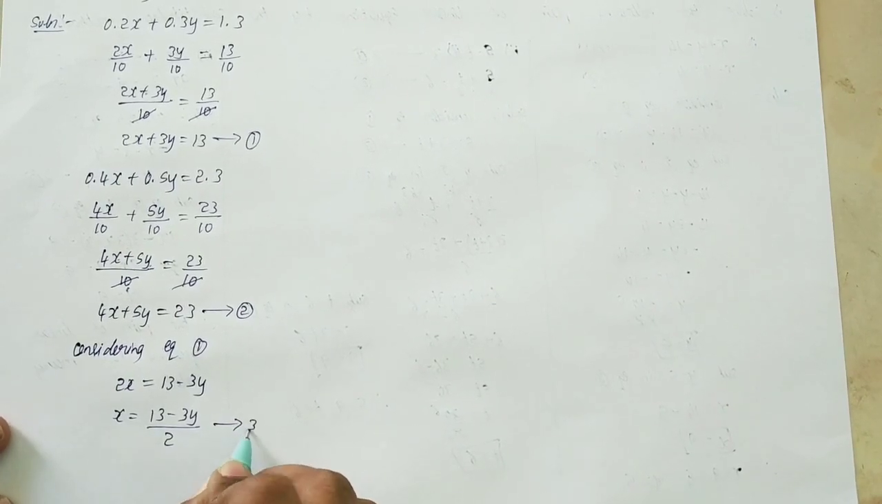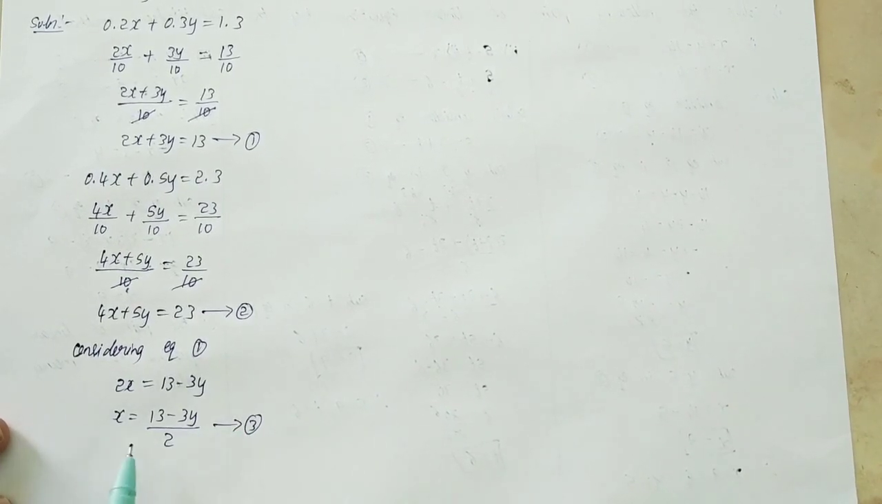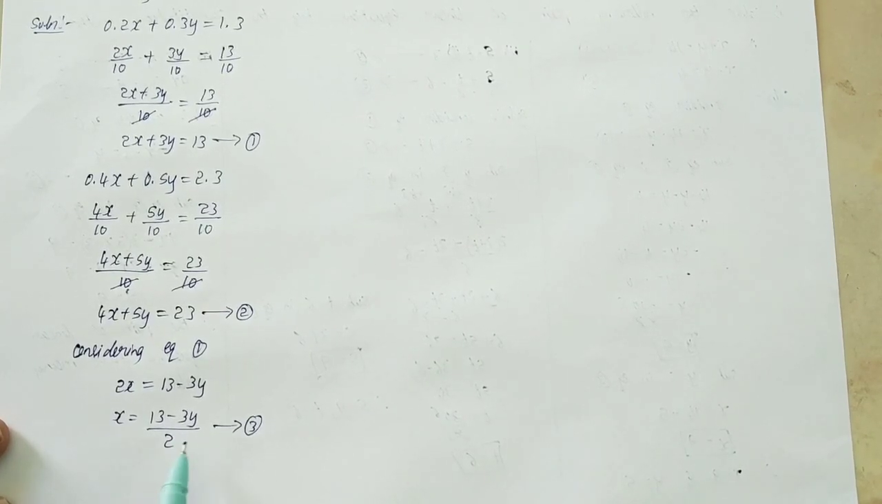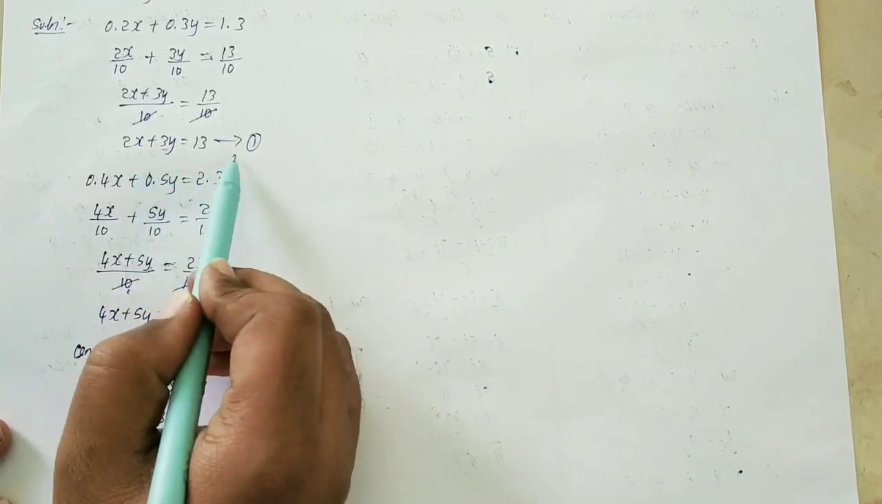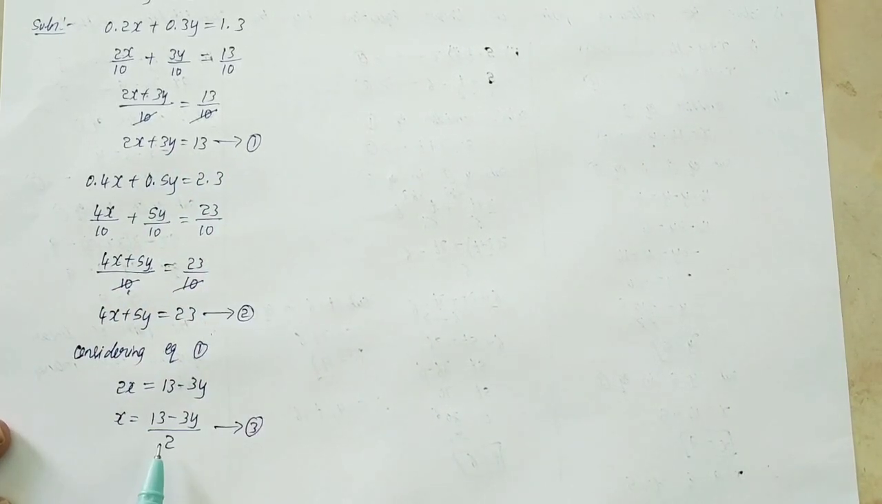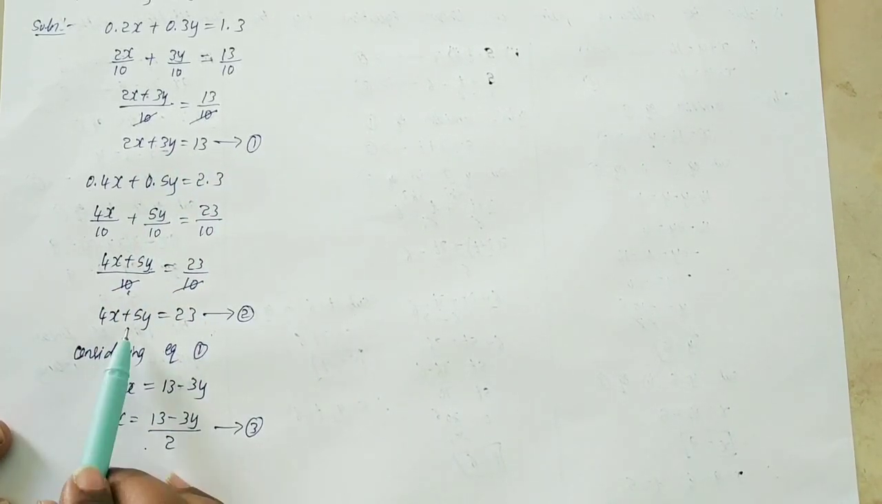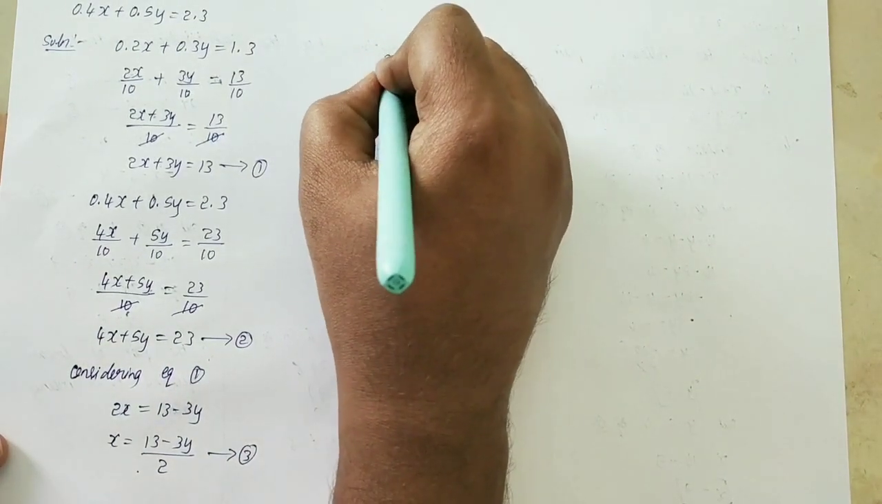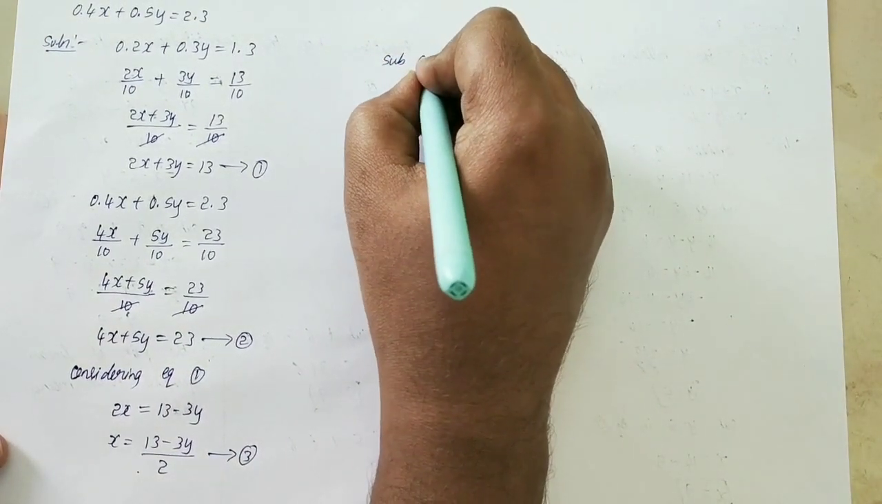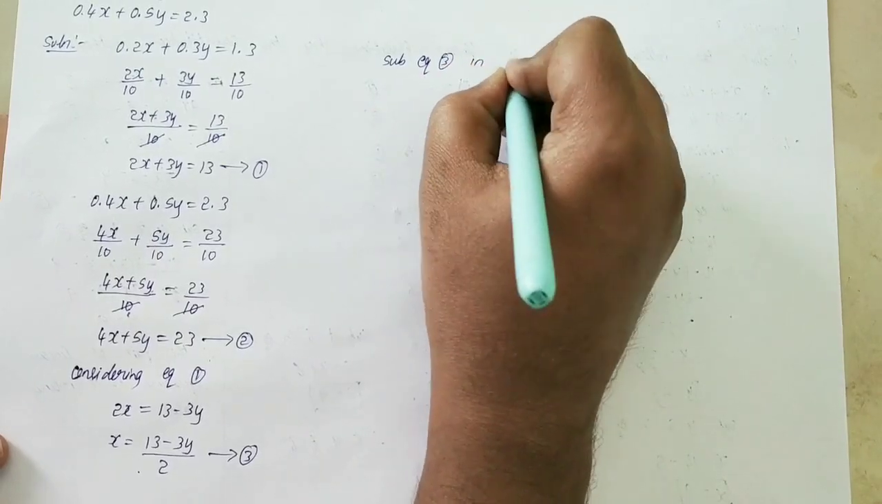So let this be equation 3. Now I will substitute x is equal to 13 minus 3y by 3, that is equation 3, in which equation? Equation 2, right? Since we took equation 1 and wrote it in terms of x, now I will substitute this one into equation 2. So substitute equation 3 in equation 2.